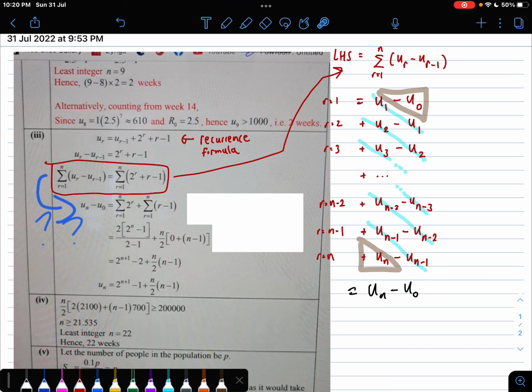Then why do you want to do that? It's because you will eventually be able to get an expression for Un purely in terms of n. No more U's. Let's see how we can do that.